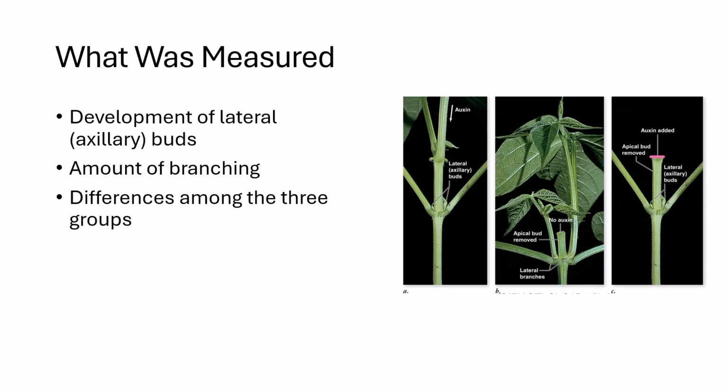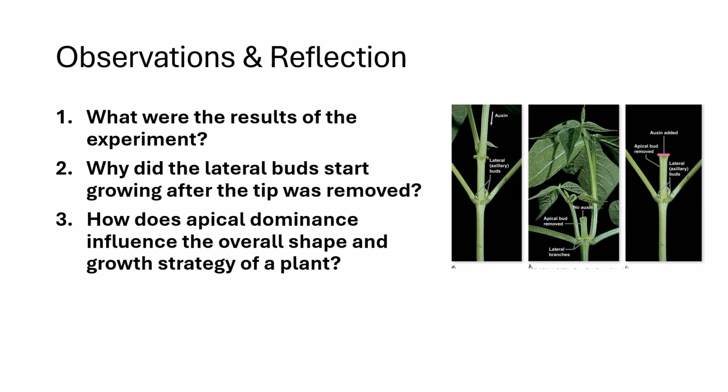After a set growth period, the plants were examined for lateral bud and branch development. The presence and extent of lateral growth were recorded and then compared among the three groups. This made it possible to directly compare how removing the tip and adding auxin back affected branching in otherwise similar plants. Now you'll use what you observed to answer these three questions in your lab notebook.